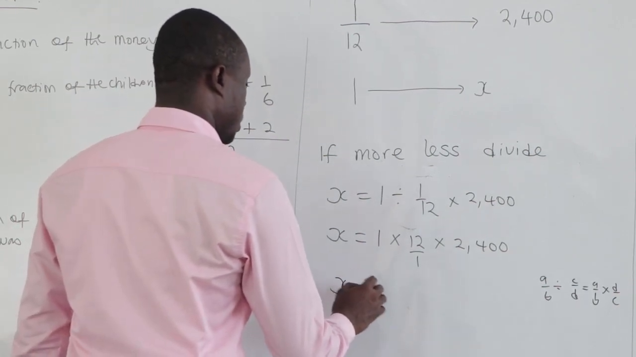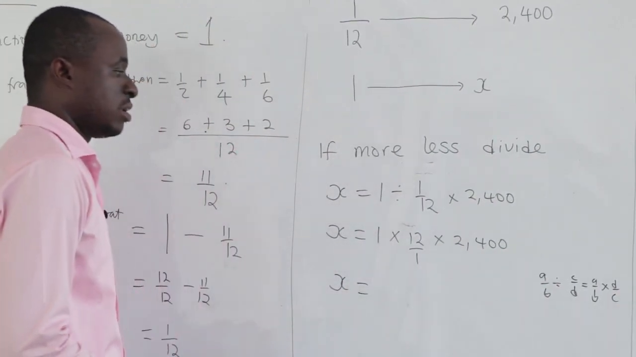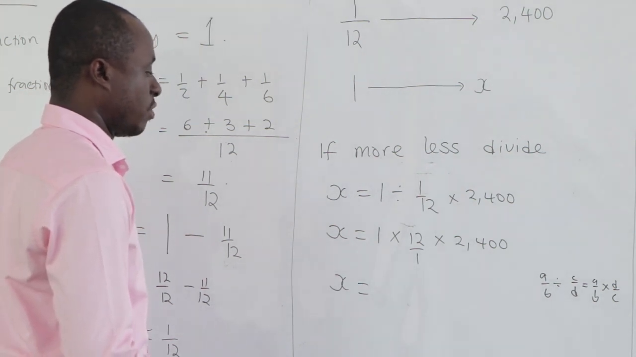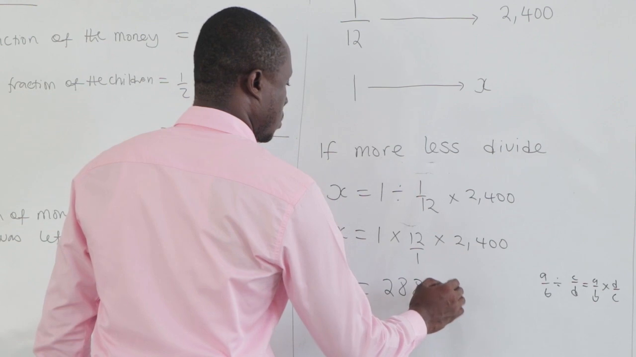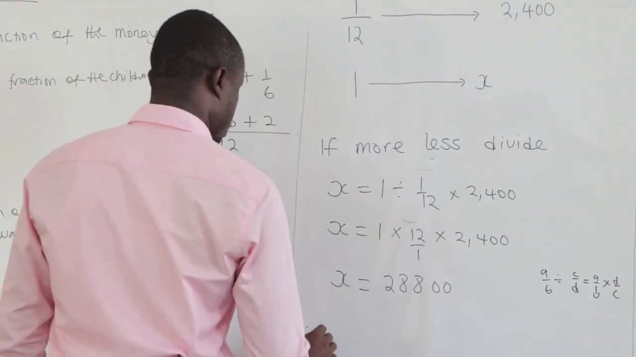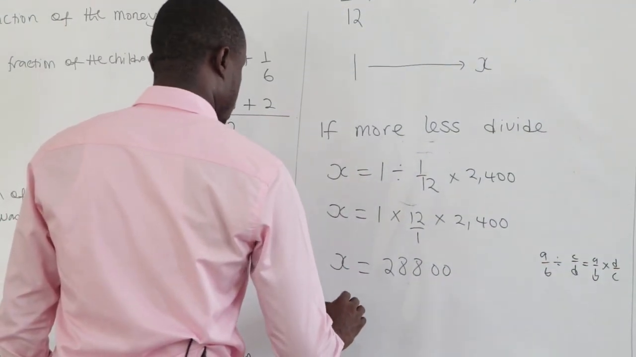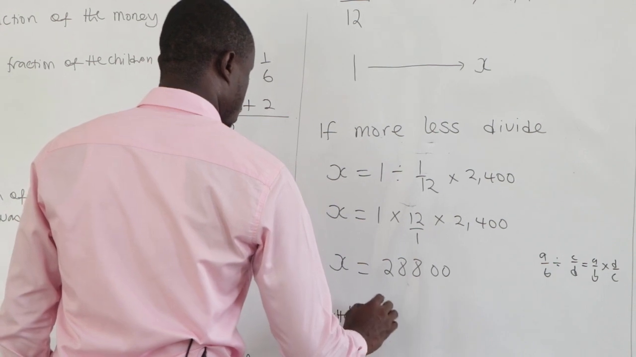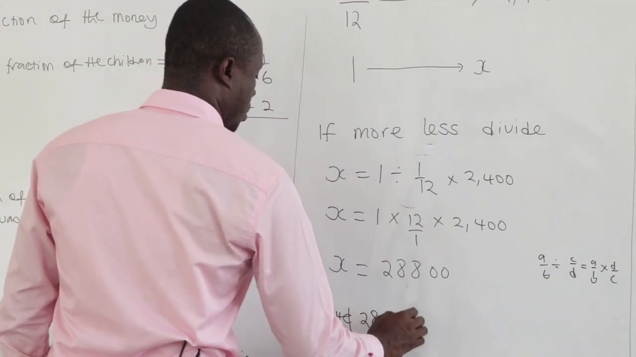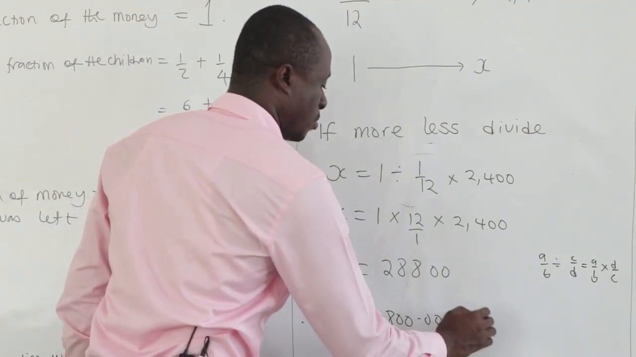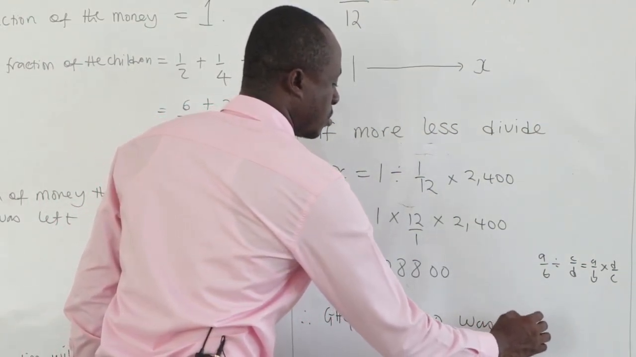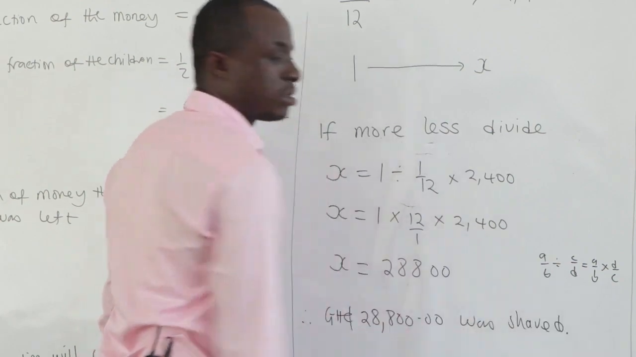So we have our x. Now 12 times 2,400 will be 28,800. Therefore, you can say that 28,800 cedis was shared. Don't forget to bring the 2 decimal places.